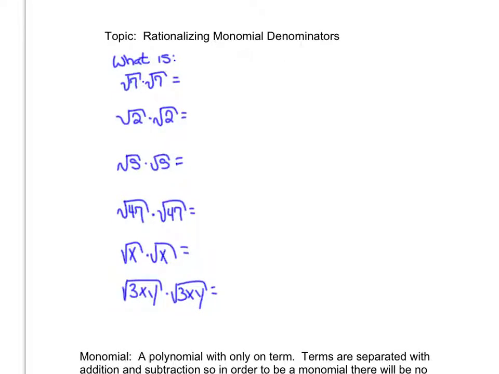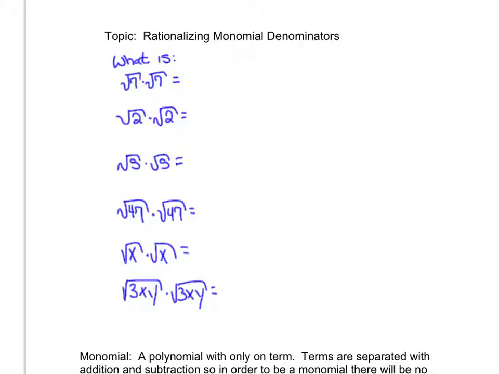Now that we know how to divide or reduce with radicals, we're going to start talking about rationalizing monomial denominators. We will rationalize both monomial denominators and binomial denominators, but we'll do it separately. So first, looking at rationalizing monomial denominators.